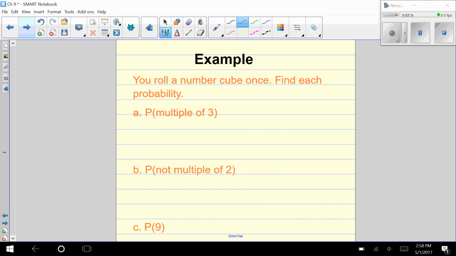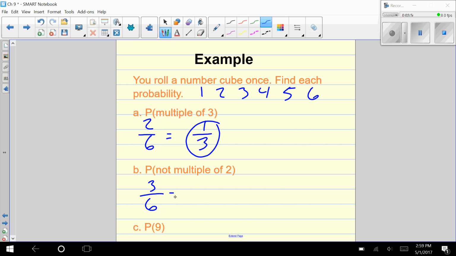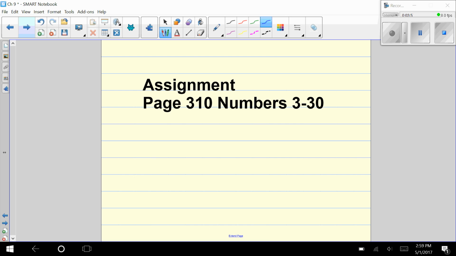Try this one. You roll a number cube once. Find each probability. Realize that a number cube is just a die with the numbers 1, 2, 3, 4, 5, 6. All right, the probability of a multiple of 3 is 2 out of 6, but we have to simplify that so it is 1/3. The probability that is not a multiple of 2 is 3 out of 6, which simplifies to 1/2. And the probability of a 9 is, you guessed it, 0. Here is your assignment.